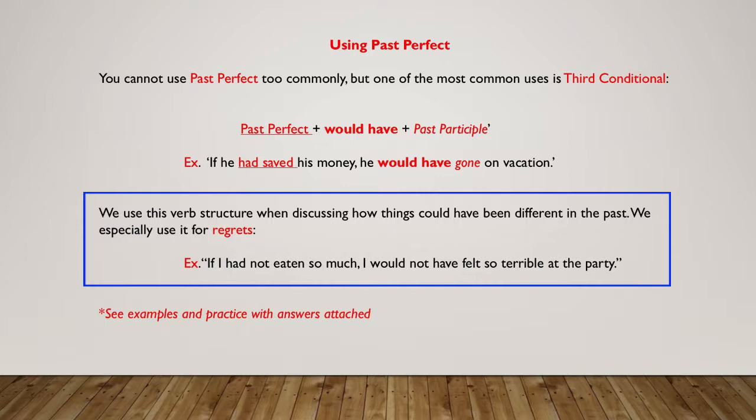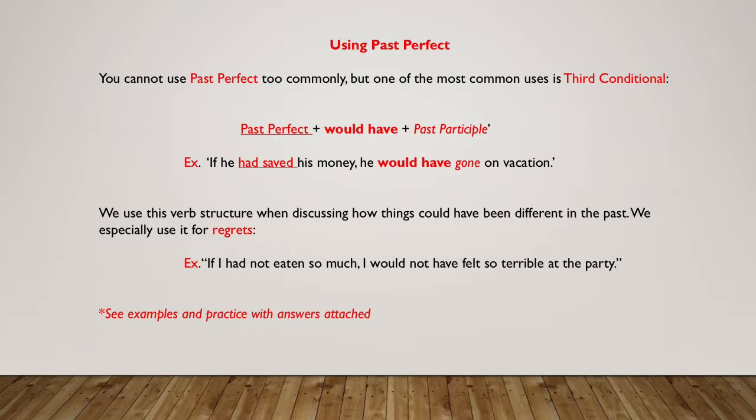And we use this verb structure when discussing how things could have been different in the past, especially for regrets. If I had not eaten so much, I would not have felt so terrible at the party. Please take a look at some practice for third conditional. It will help you use it.